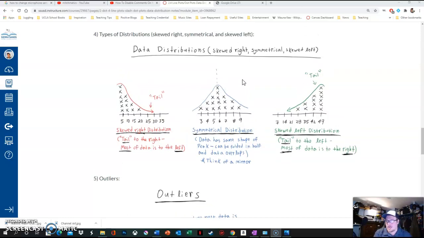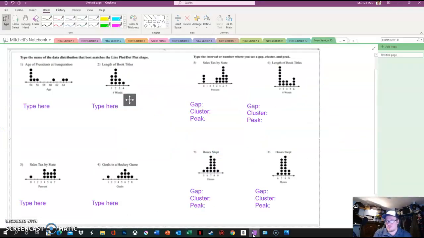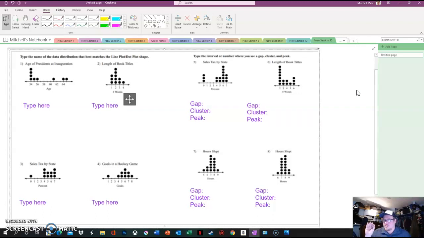Now let me show you how we're going to do that on that assignment from Thursday. I want you to go back and fix this. Please go back and fix this and make sure you understand the difference. So let's start on the left-hand side. So the question says, type the name of the data distribution that best matches the line plot dot plot shape. So again, that's either skewed left distribution, symmetrical distribution, or right skewed distribution. So I want you to fix these. I'm going to show you 2 of them, okay? So if you look right here, I have the age of presidents and inauguration.